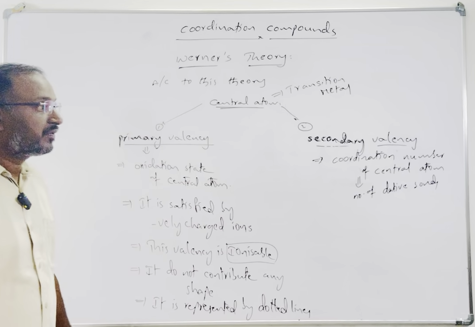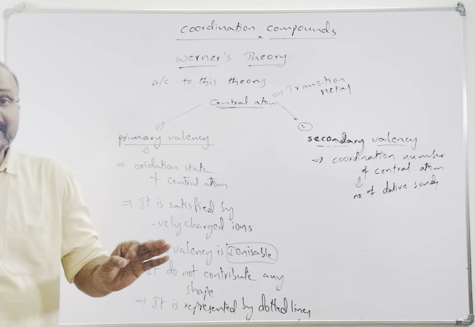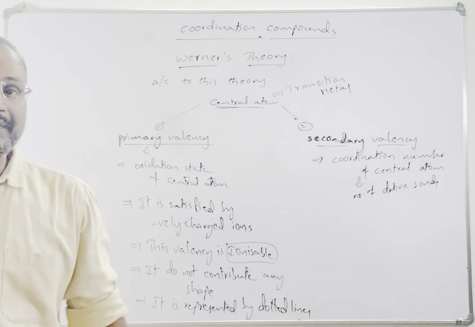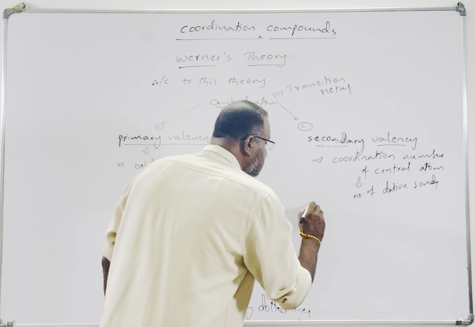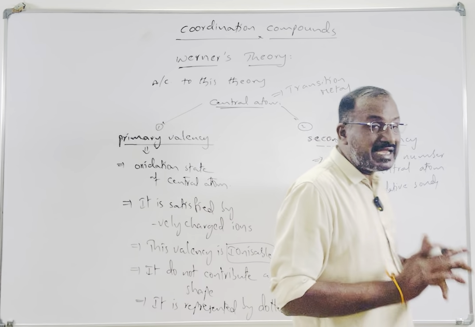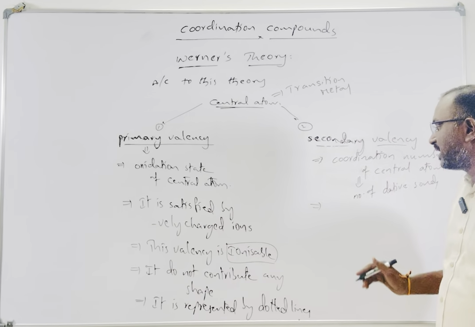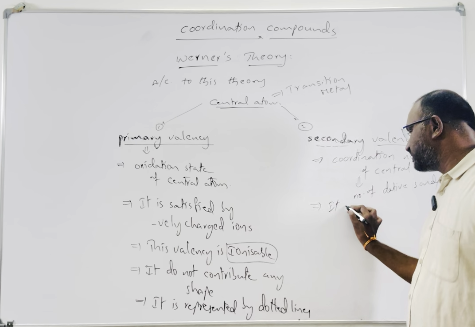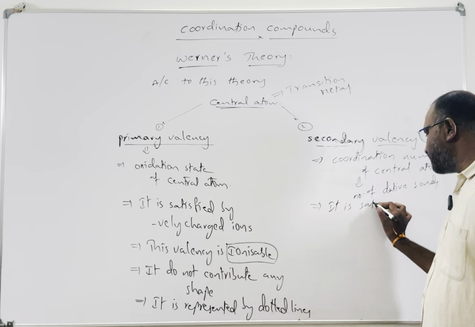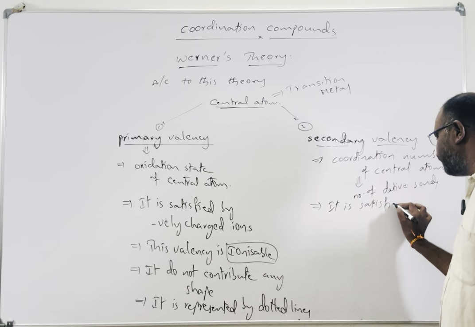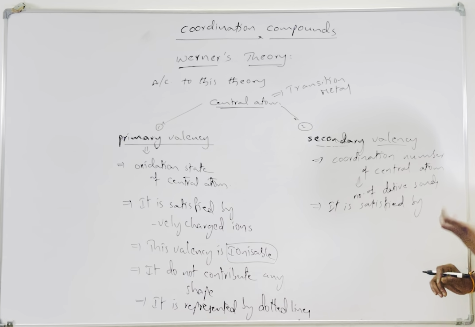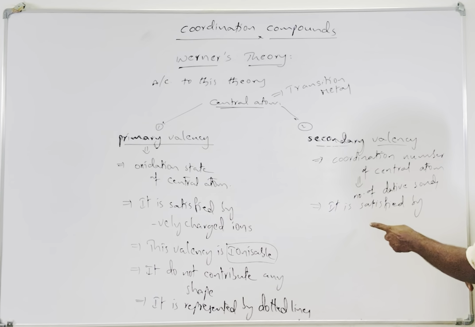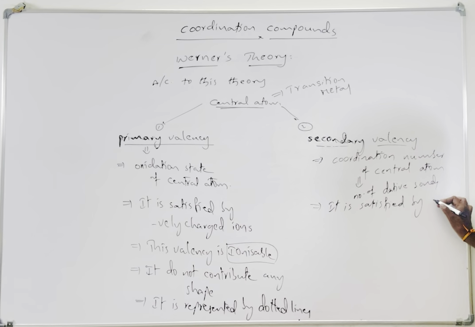Secondary valency represents the coordination number of the central atom, while primary valency represents the oxidation state of the central atom. And this coordination bond, that is the dative bond, is formed by the ligand. So it is satisfied by, please try to understand my writing, that's why I'm saying it slowly, the secondary valency is satisfied by ligands.